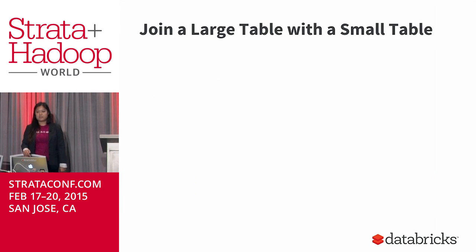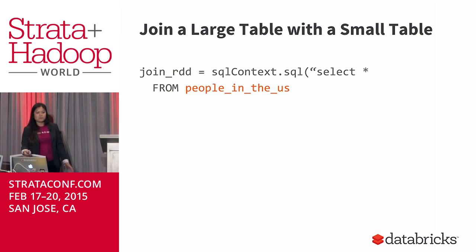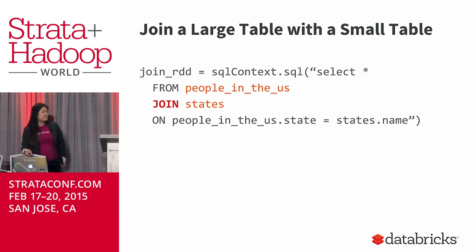So let's look at another example. Maybe you don't think about shuffle when you do Spark SQL, but you do trigger shuffles in Spark SQL as well. So let's look at this very simple join statement. We're going to do a select star from people in the US. That's some RDD that we have. That's pretty large. And we're going to join it with states. That's an RDD, pretty small. In this case, the states RDD is just a little RDD with some metadata about each state in the US, so only 50 keys. And we're going to join it on people in the US.state equals states.name.